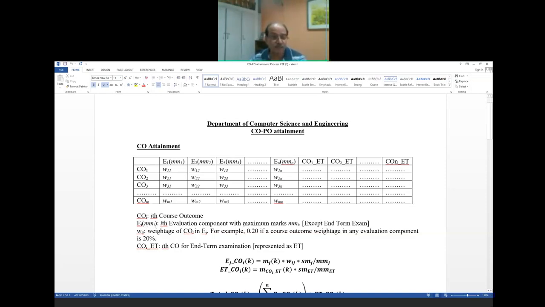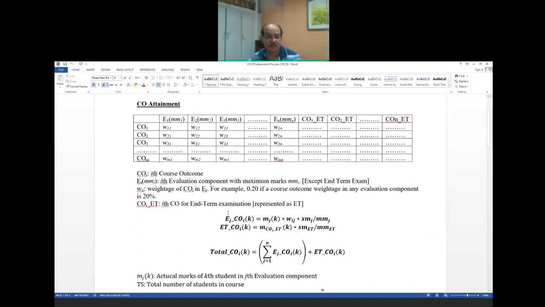Let's say, what we do in this particular scenario is COi is the ith course outcome, and Ej is the jth evaluation component with maximum marks Mj. Let's say there is an assignment, there is another assignment, a quiz. So what we do is, corresponding to each one of them, we define their weightages. Wij is the weightage of the COi in the Ej. That means corresponding to CO1, what is the weightage in this scenario? Maybe this is what we define, and COiET is the ith CO for the end term examination. For my end term examination, this particular value is there.